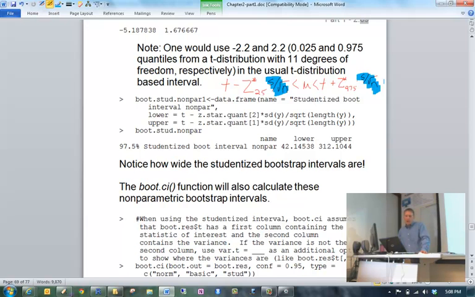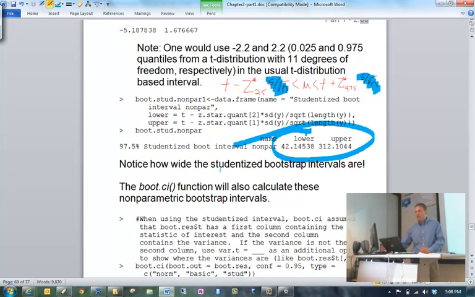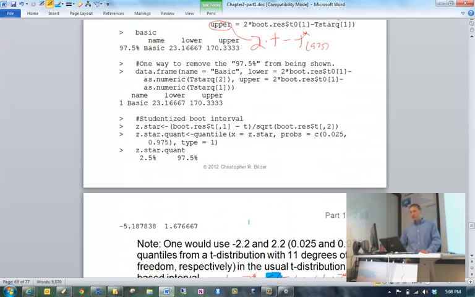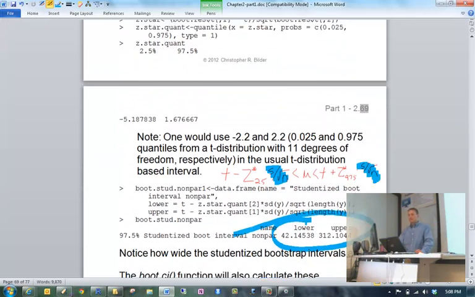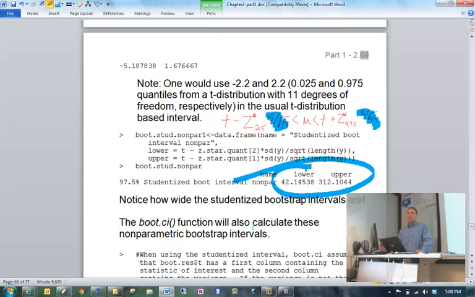Before I do that, I do want to mention that look how wide that interval is compared to the basic interval, which was 23 to 170. This interval is 42 to 312.